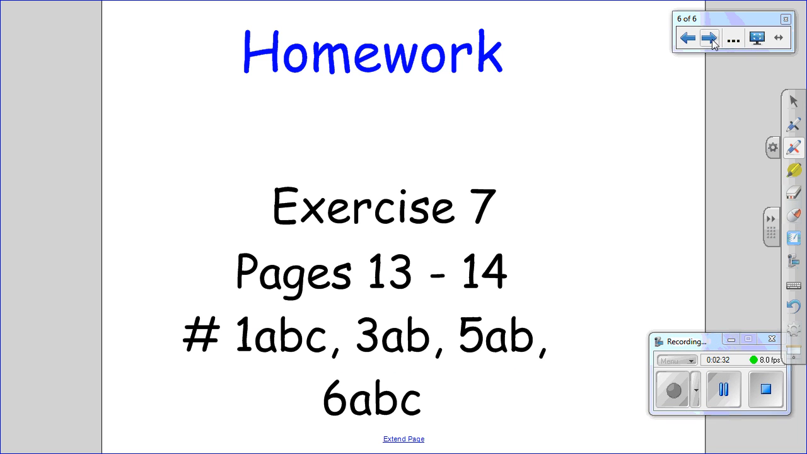And before you come to class tomorrow, try and do exercise 7, pages 13 to 14, questions 1 A, B, C, 3 A, B, 5 A, B, and 6 A, B, C.